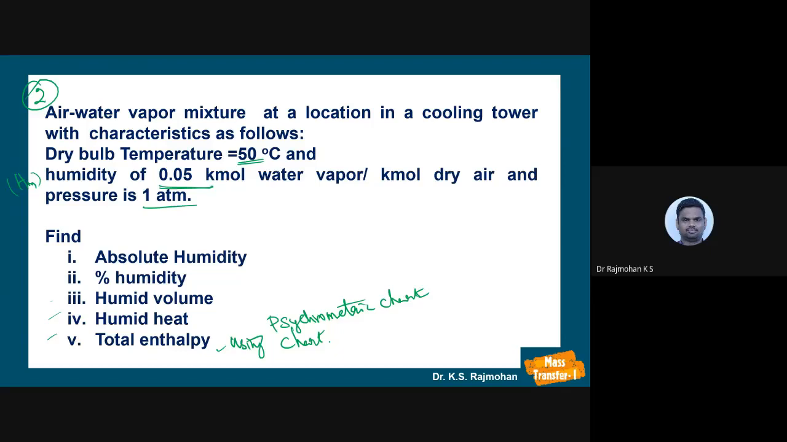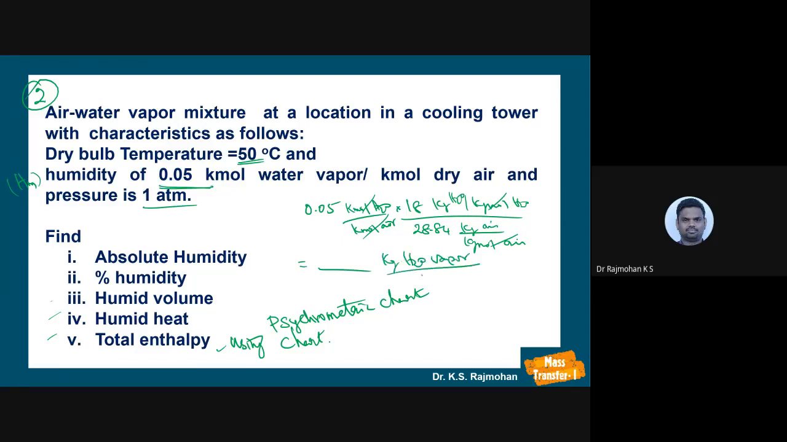So what we can do, I can do one thing here. It is 0.05 kilomoles of water vapor per kilomoles of air. So how to convert it into kg? I can convert by 18 kg per kg mole of water, so this kilomole will get cancelled. Similarly, 28.84 kg of air per kg mole of air, so this kg mole also will get cancelled. Thereby I get the data in terms of kg of water vapor by kg of dry air. So what is the value? 0.05 into 18 divided by 28.84, 0.014. Whatever is the closest value we can take.